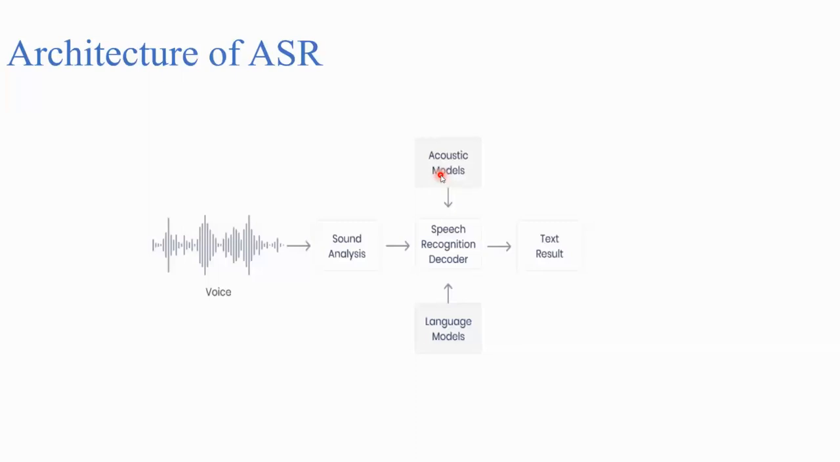So your input is voice, some sound analysis is done, and that is given to the speech recognition. The acoustic model will understand what has been given from the sound analysis and create acoustic output. From the language model it will identify what type of word it is and what the next word is. Finally, the text will be generated. This is how the architecture of ASR works.